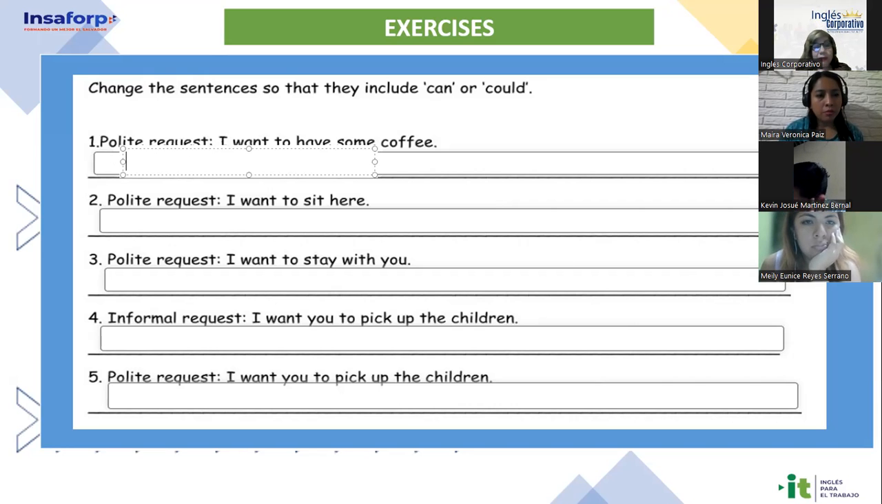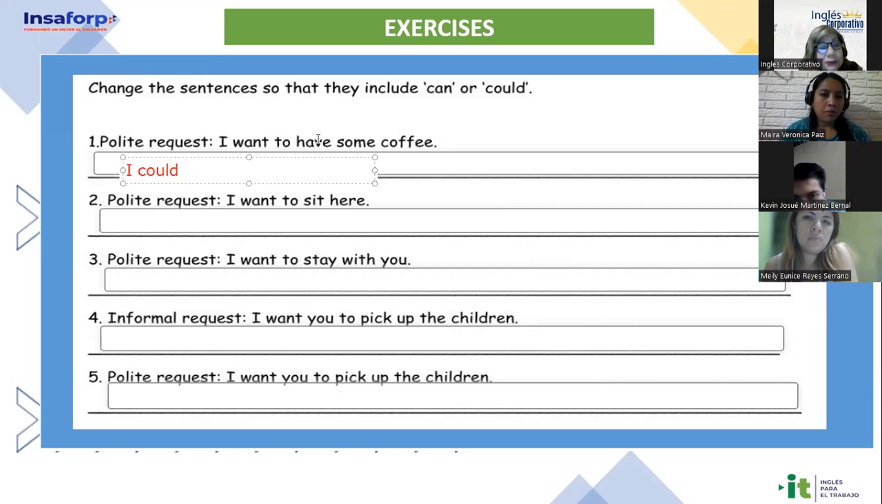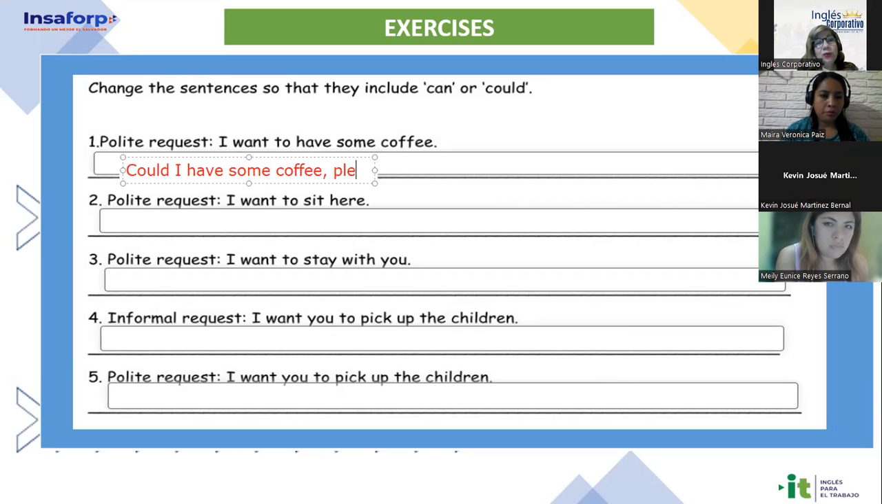Remember that we follow the structure. First is could, then is the subject in the request, then is the base form of the verb. You have to identify what the verb is. It's have, right? Because here you say, I want to have, but I want is not the verb here. Then the verb is have. Could I have some coffee? And then you can use the word please to be more polite.